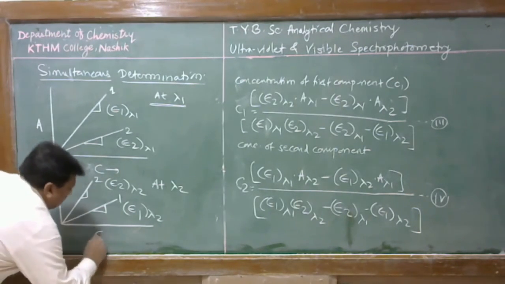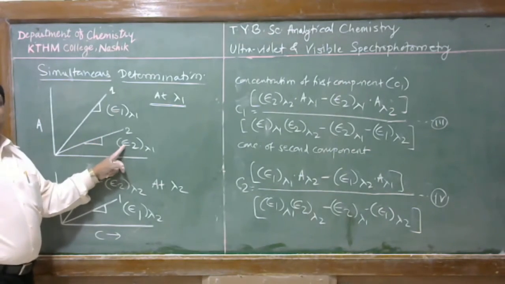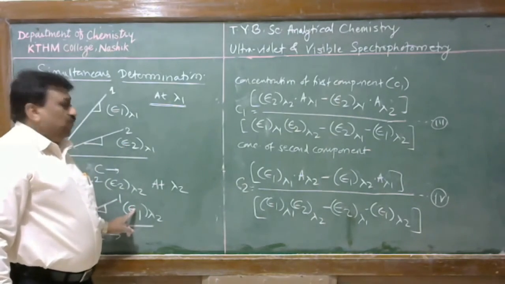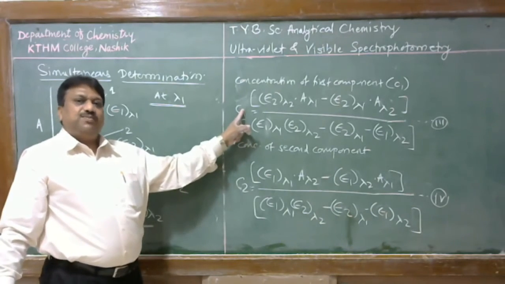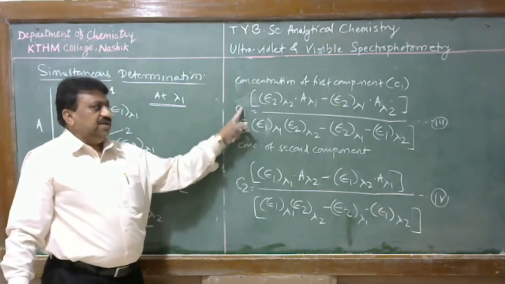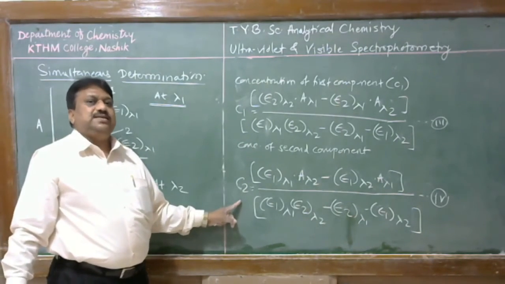Therefore, these two calibration curves give us the value of epsilon at different wavelengths, and then we can utilize this absorbance value for determination of the concentrations of the first and second components, C1 and C2, by using these two equations. Student, we solve one problem based on this.